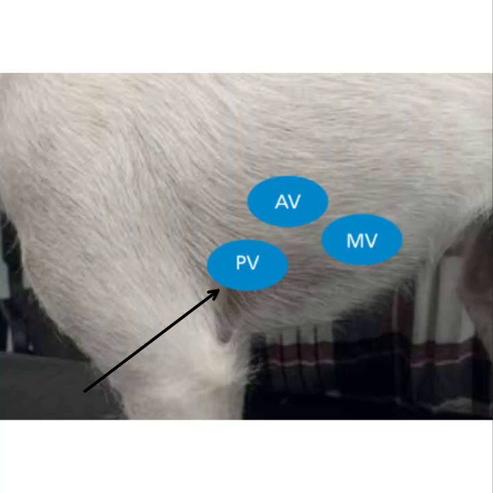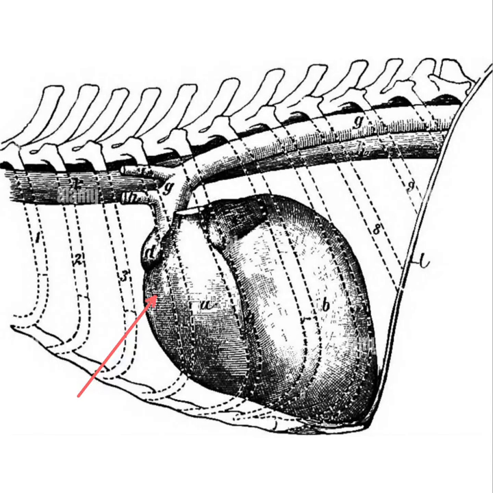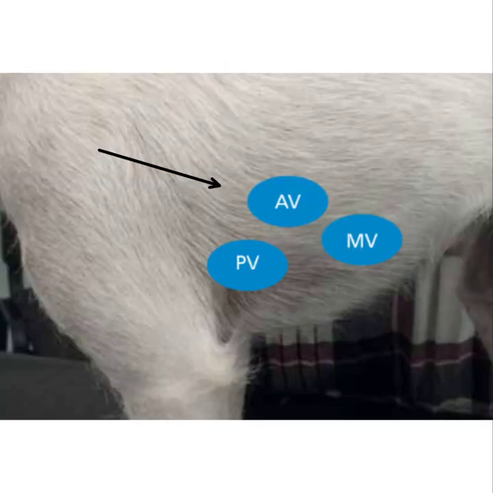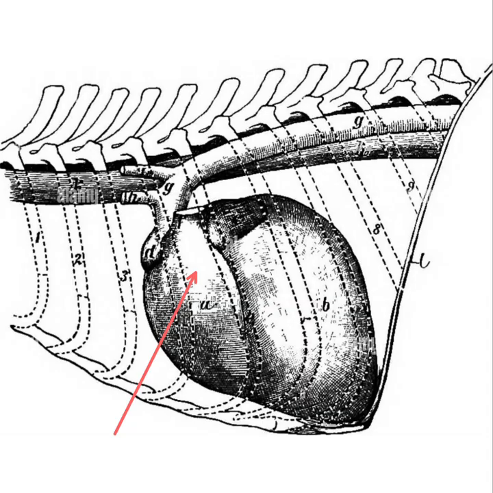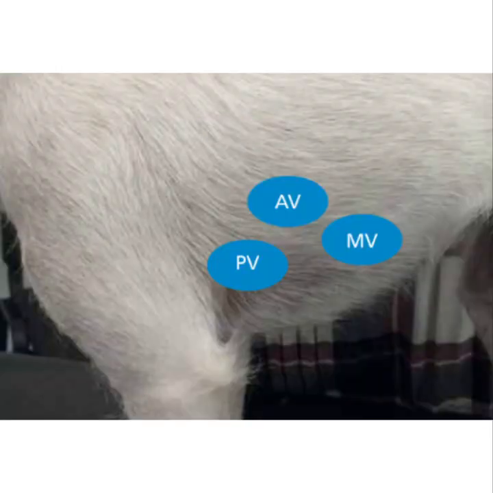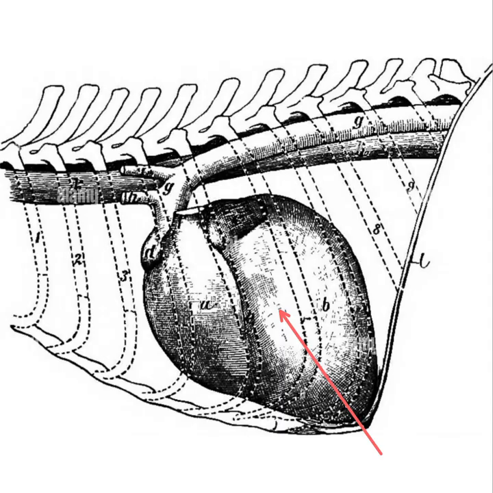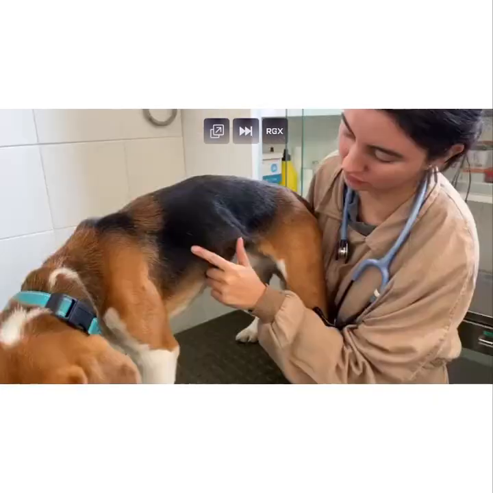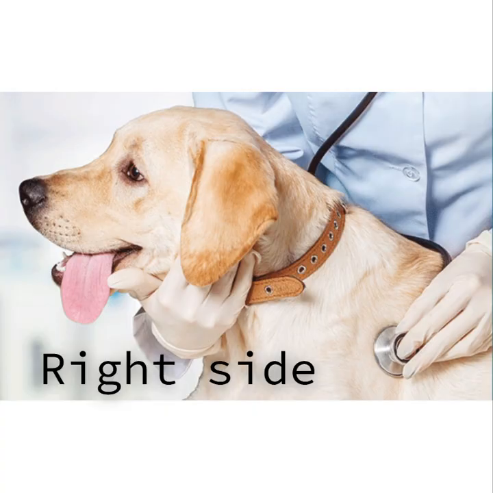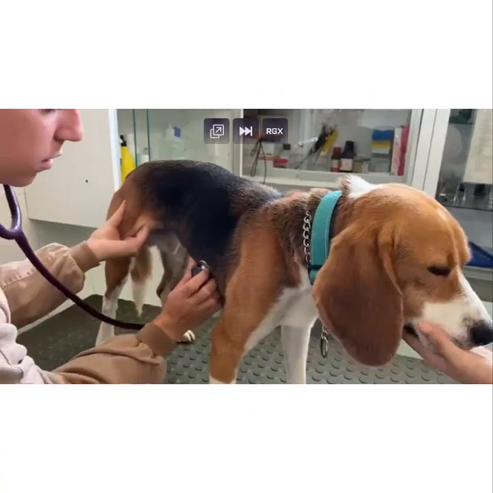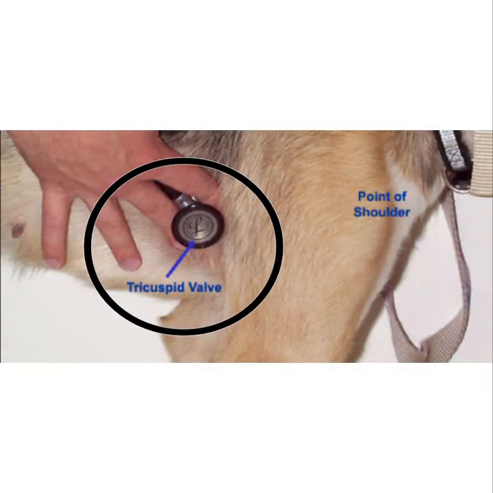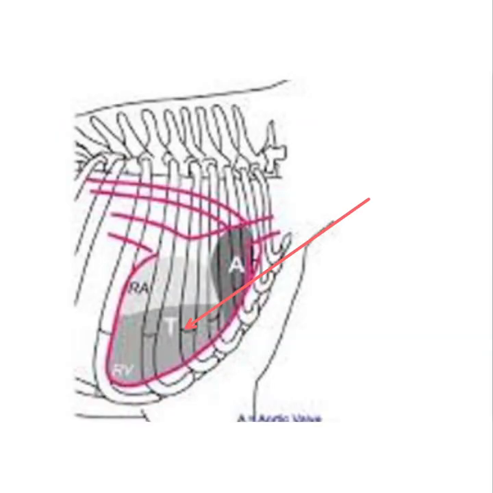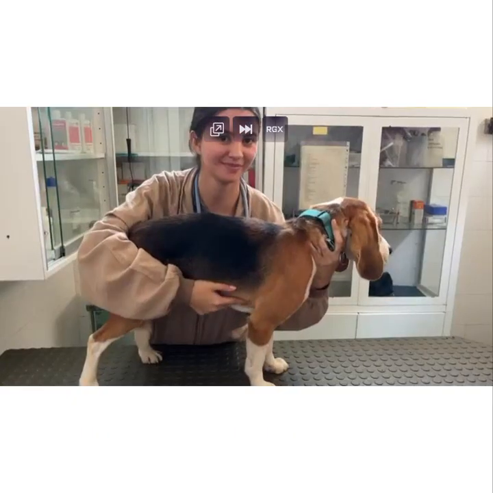The pulmonary valve at the third left intercostal space, just above the costochondral junction. The aortic valve at the fourth left intercostal space, slightly higher. The mitral valve at the fifth left intercostal space, just above the costochondral junction, slightly caudal to the others. Then move to the right side of the chest to listen to the tricuspid valve, located around the fourth intercostal space near the costochondral junction.